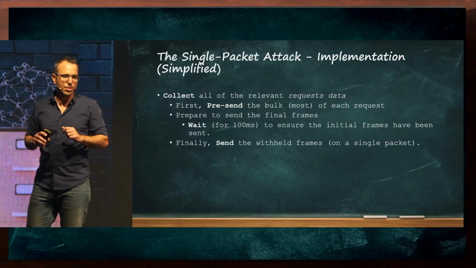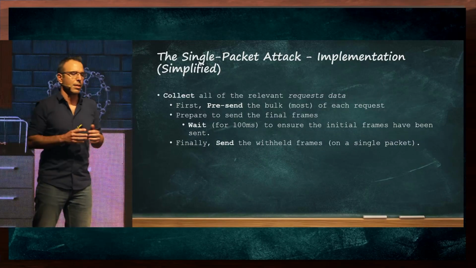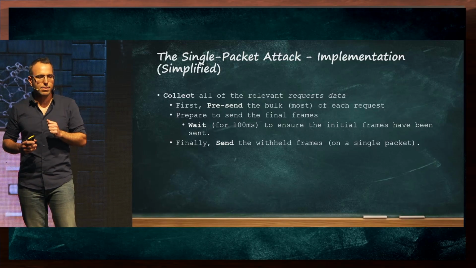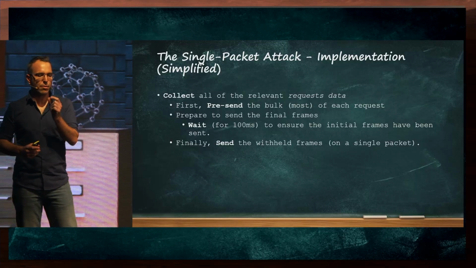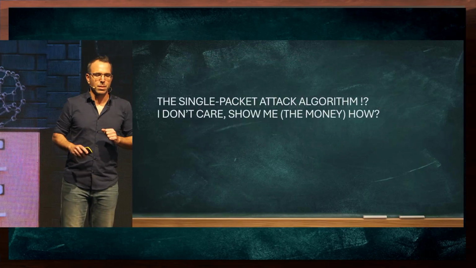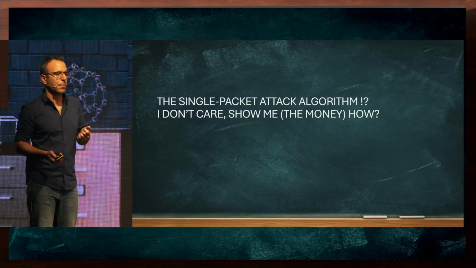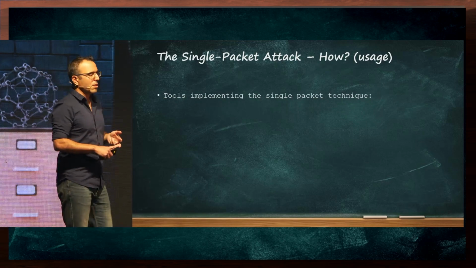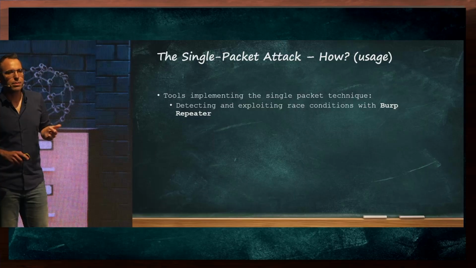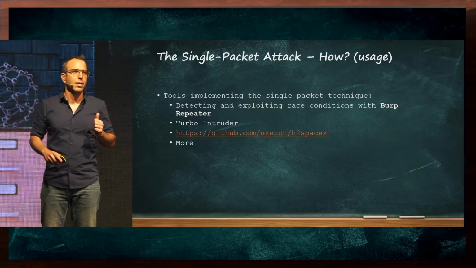So, generally speaking, the algorithm collects all of the relevant requests, sends most of the data without the last bytes, waits a few milliseconds, and then sends the last bytes of each request in a single packet. And that's it. The single packet attack algorithm. I don't care. Show me how. To use the single packet technique, there are a few tools we can use: Burp Repeater, Turbo Intruder, and more. Today I will cover the first option, using Burp Repeater.